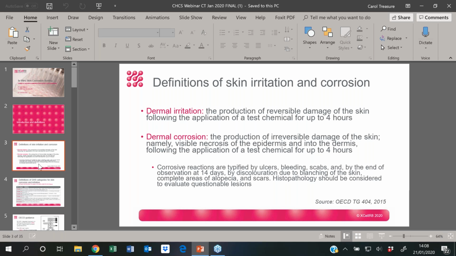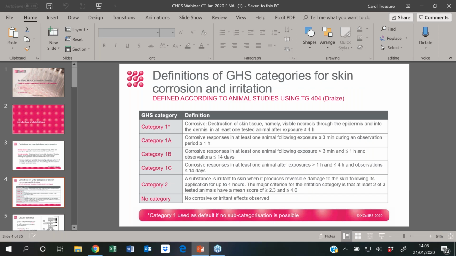And this is defined from traditional animal studies, and corrosive reactions are considered to be typified by things like ulcers, bleeding, scabs, and after the 14-day observation period, you would get discoloration due to blanching of the skin and complete areas of alopecia and scars. So there's a very strong difference between irritation and corrosion, with corrosion being irreversible.